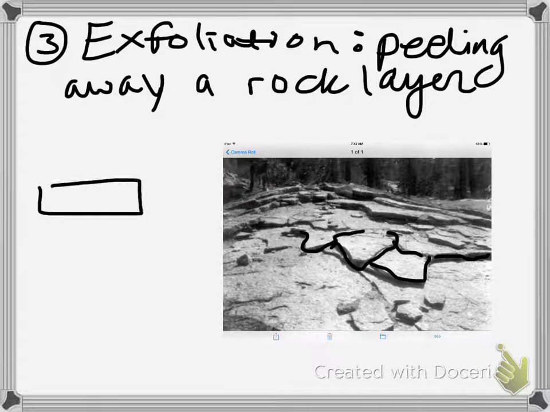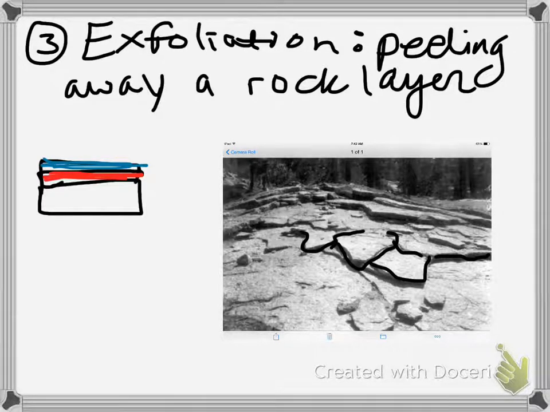This is due to, in a sedimentary rock, or even a non-sedimentary rock, weathering forces acting on a top layer of rock. So my blue will be my top layer, and my red is my second layer underneath. So I have two different layers of rock here.